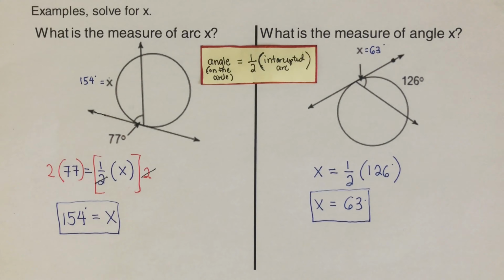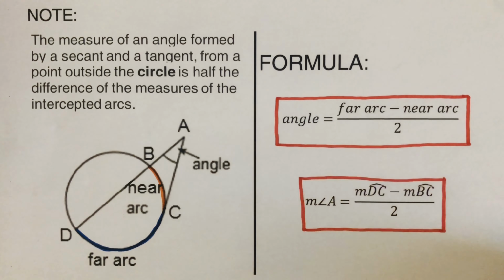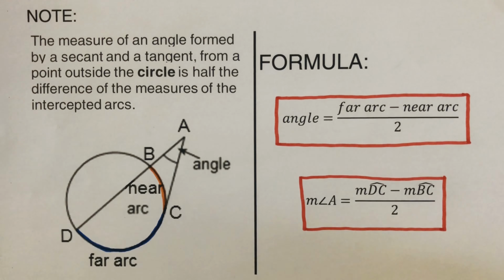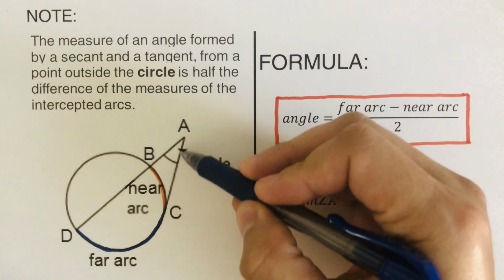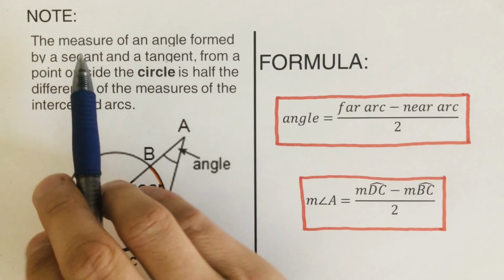Did you get the same answer as this? Good. Perfect. Now let's move on to the next theorem right here. It's pretty much the same thing. This is a secant-tangent theorem. In this one, our tangent is AC and our secant is AD. So we have this theorem right here.